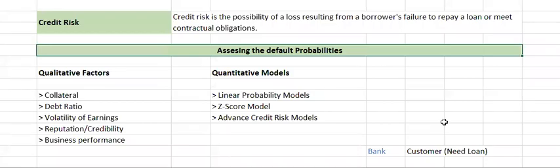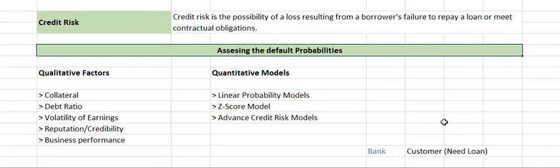Hello everyone. In this lecture, we discuss the topic of credit risk. Credit risk is one of the important types of risk, and it can be defined as the possibility of loss resulting from a borrower's failure to repay their loans. Or in other words, credit risk measures the probability that a borrower will be unable to pay their loans.